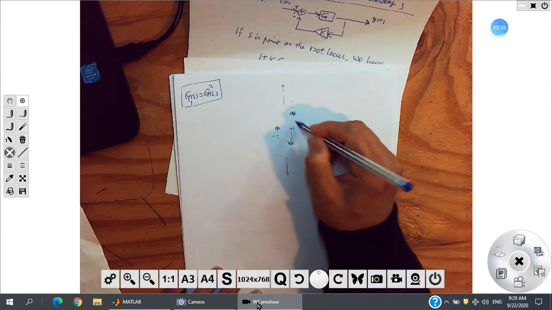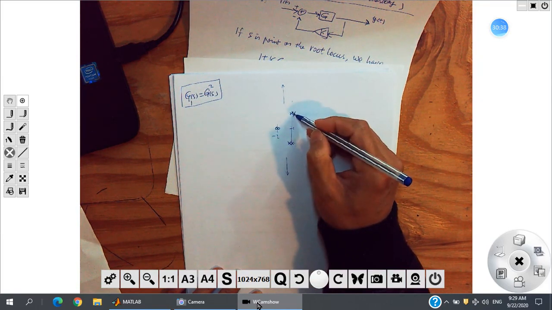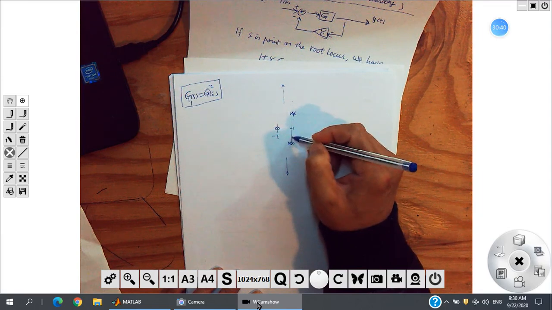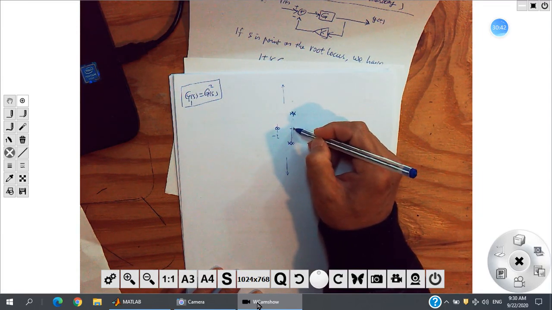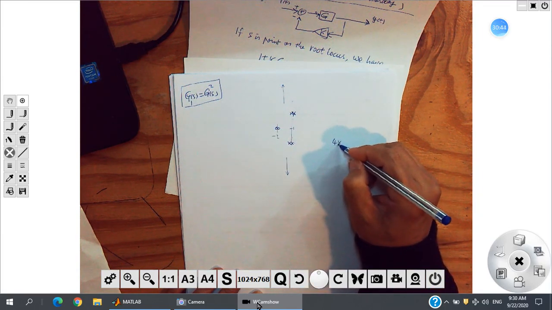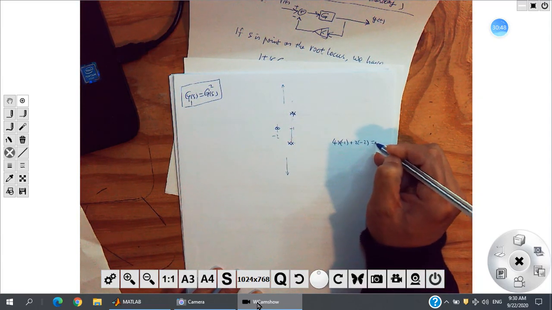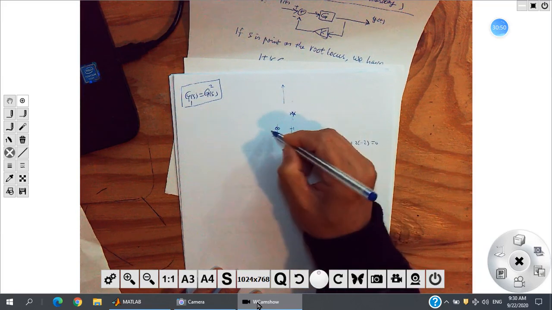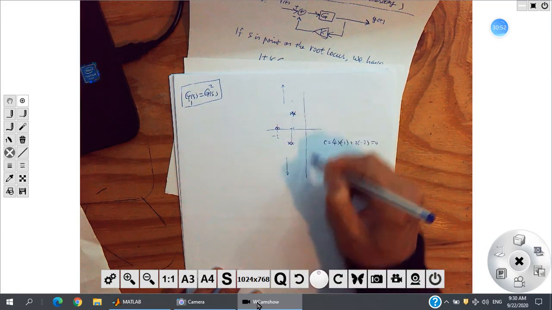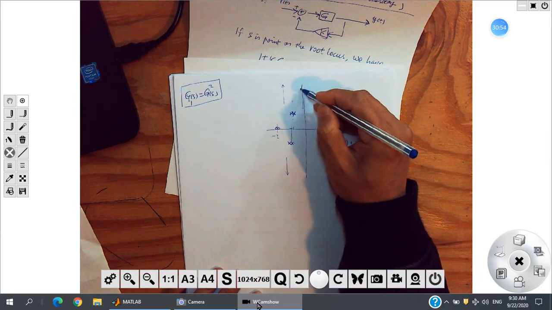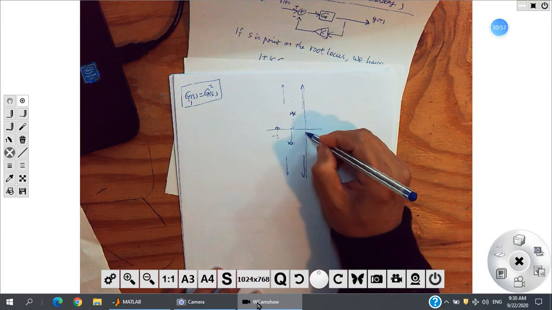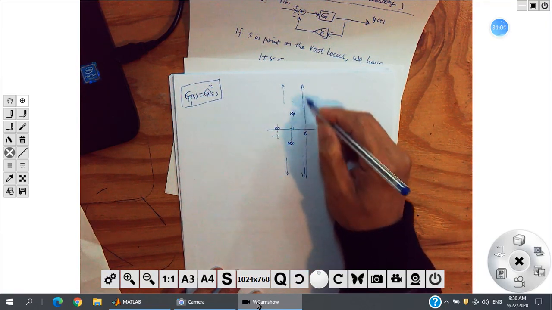I need to add them all together, so the imaginary parts cancel. So 4 of -1 and 4 of -1 plus 2 of -2 is 0. So the center is 0, or the center is here. It will go up along the imaginary axis, going up and down.